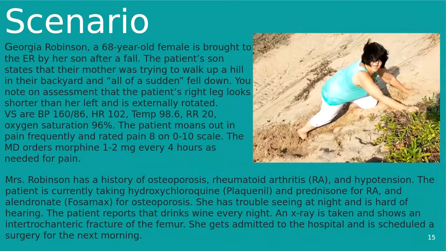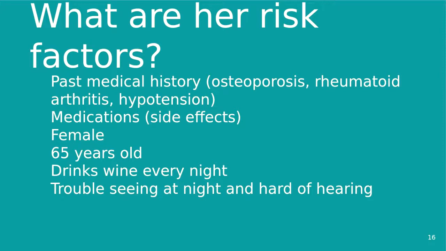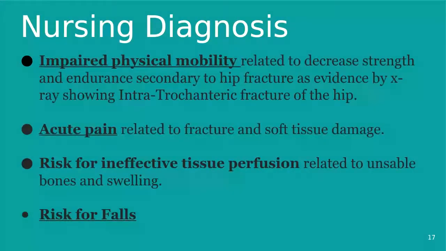Yes. So I'll go on to the next slide, and you guys are all correct. The nursing diagnosis that applies to Georgia Robinson is impaired physical mobility related to decreased strength and endurance secondary to hip fracture, as evidenced by X-ray showing intertrochanteric fracture of the hip. She also has acute pain related to fracture and soft tissue damage. She will be at risk for ineffective tissue perfusion related to unstable bones and swelling, and of course, risk for falls.